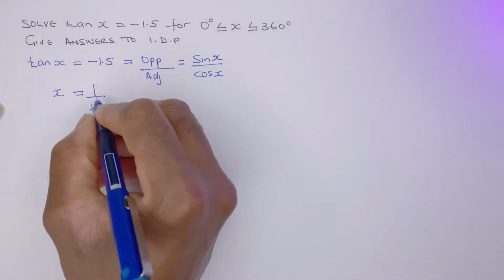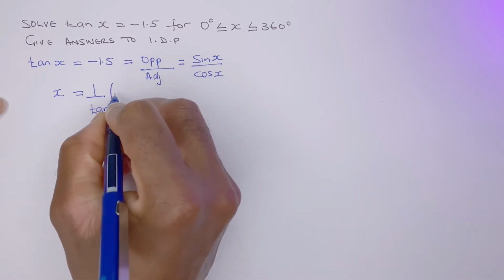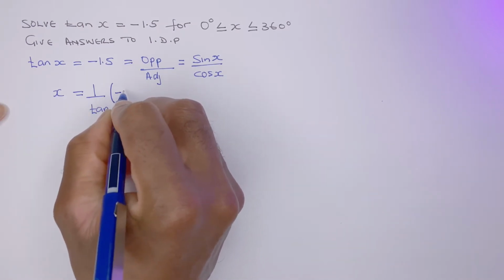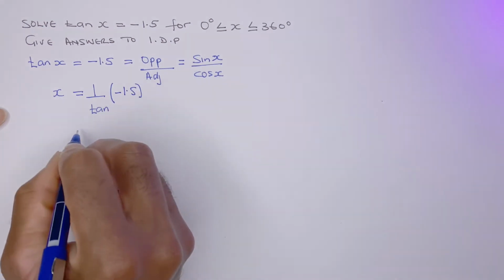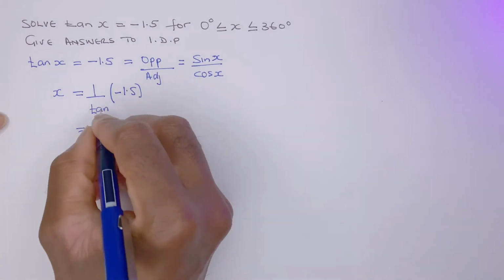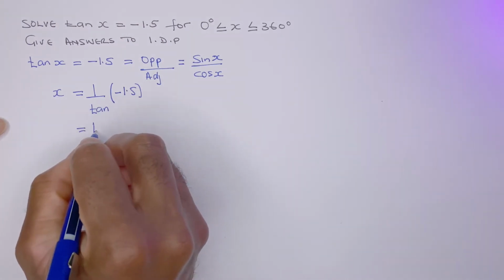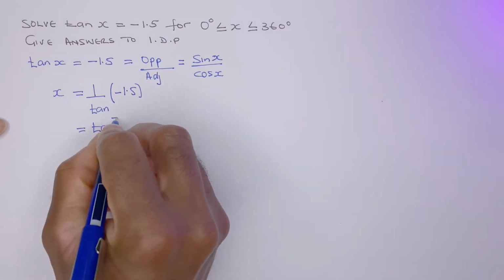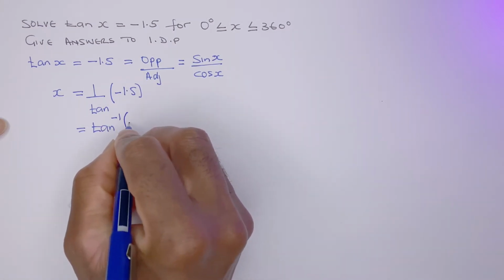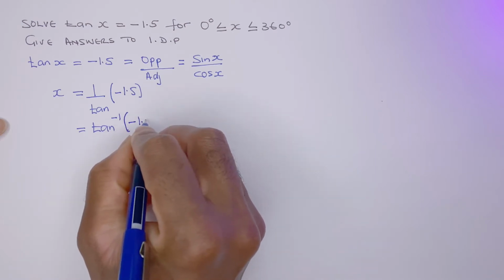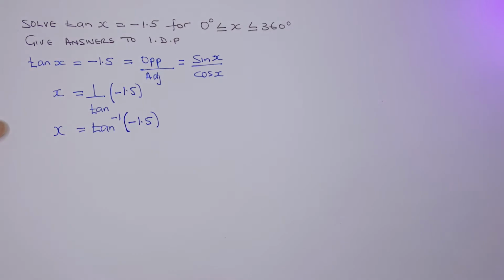If you're dividing, you're multiplying by 1 over. And then so the times 1 over tan times minus 1.5. In indices, 1 over something is something to power minus 1. So therefore, this is tan to power minus 1 times minus 1.5. So that's what x is.